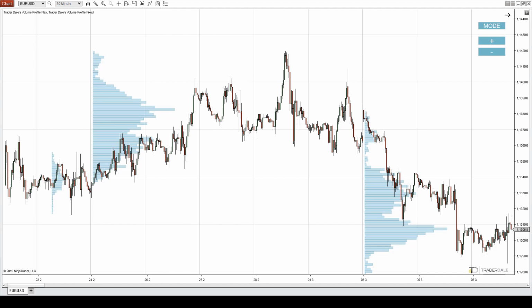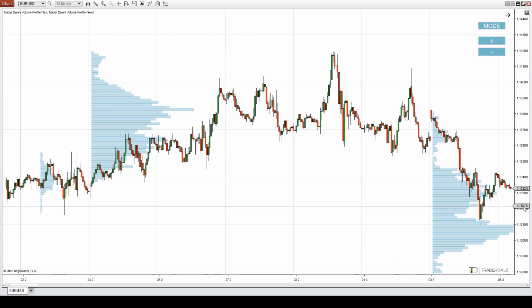point of view. So before you, this is the Euro-Dollar 30-minute chart. It's my favorite market. Volume-based strategies work very nicely on this market. So let's get to it. Let's have a look at some trading examples. Let's zoom the chart a bit.